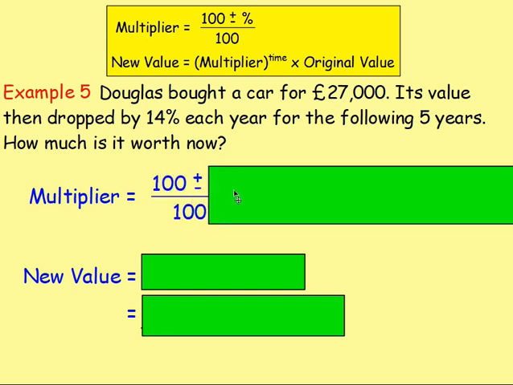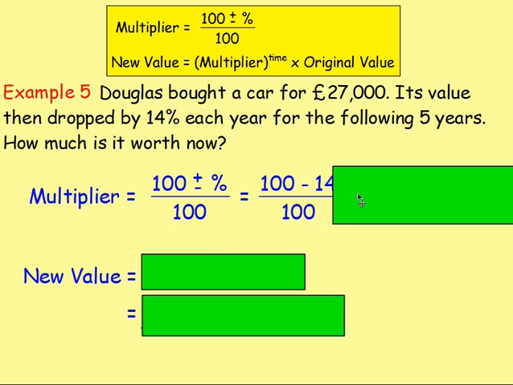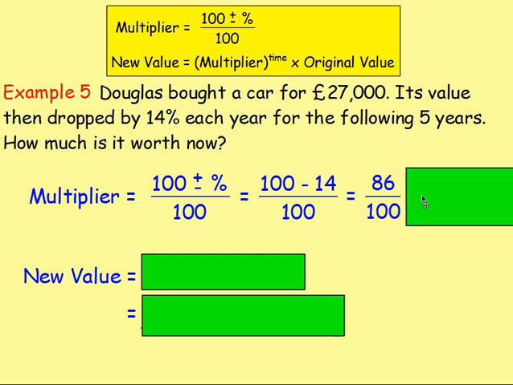To use our multiplier, we always start at 100, add or take away a percentage, and then divide by 100. For this one here, what would you do? Brilliant, you do 100, take away the 14 because it tells you the value of this car is dropping by 14% each year. So 100, take away the 14 and then divide by 100. If you work that out, you get 86 divided by 100, which gives you 0.86. Good. Well done.